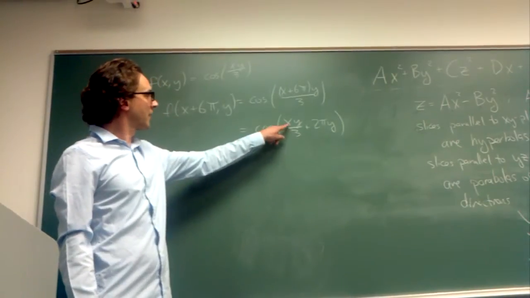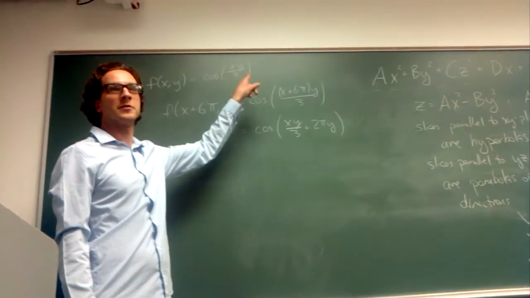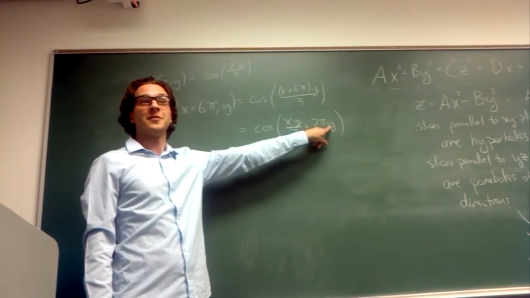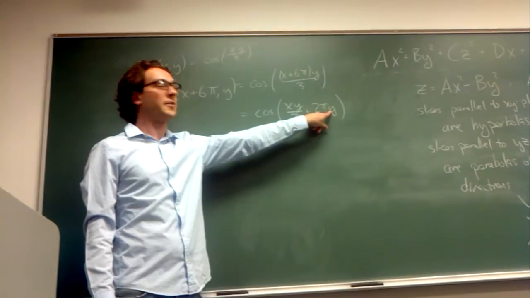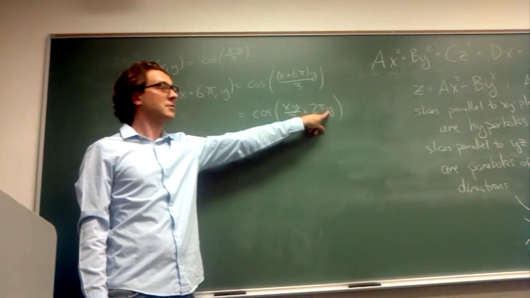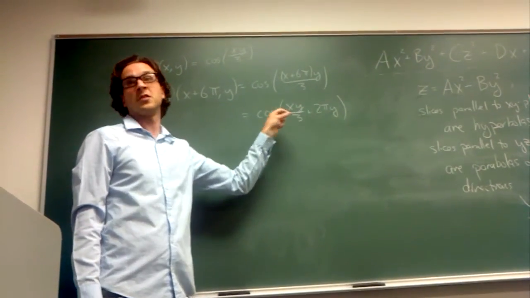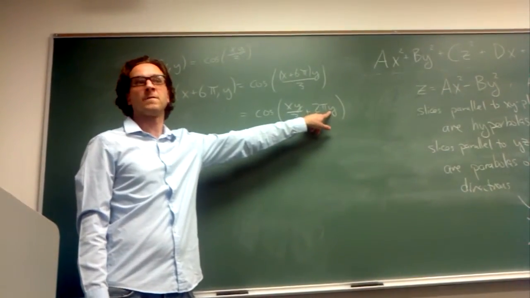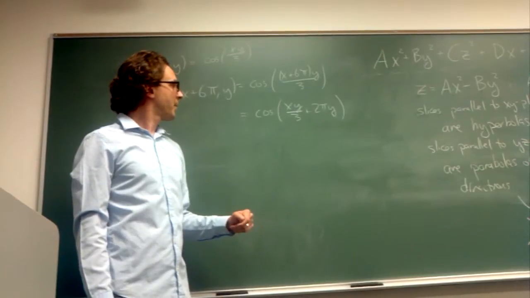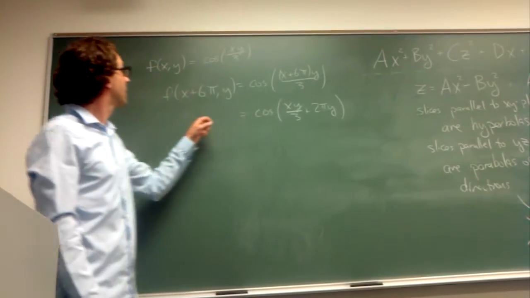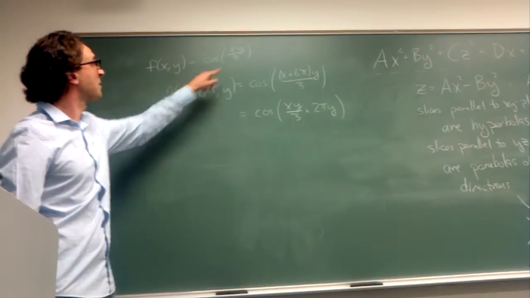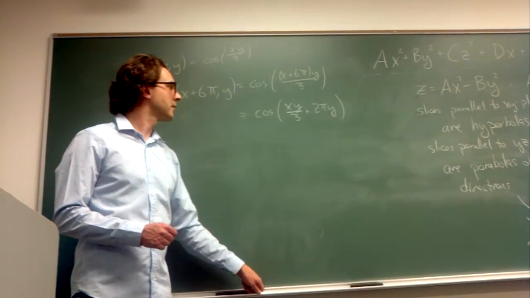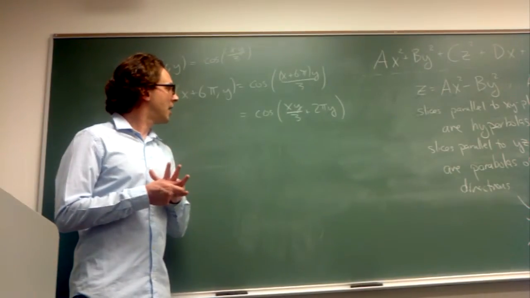Is it the same as cos of xy over 3? That was my original f. It is if y is an integer. But if y is not an integer, then in general, this could be anything. Right? Because I think y could be anything. Okay, so this thing is only periodic in x for certain values of y, when y is an integer. Otherwise, it's not.